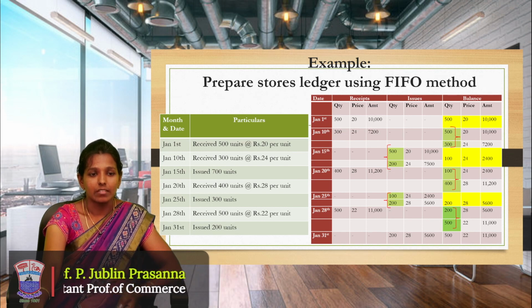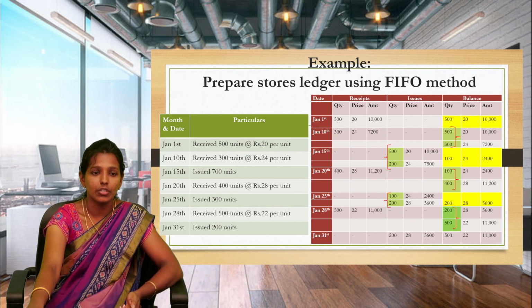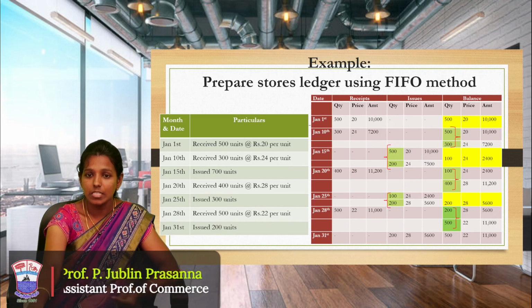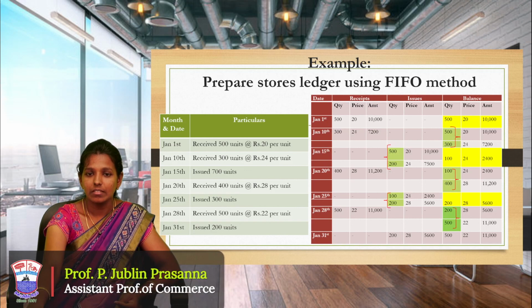So January 10th, again I am receiving 300 units. 300 units I am receiving at the rate of rupees 24 per unit. I am recording it in the receipts column on January 10th, 300 quantity at the rate of rupees 24, which amounts to rupees 7,200. Now how to carry over the balance?